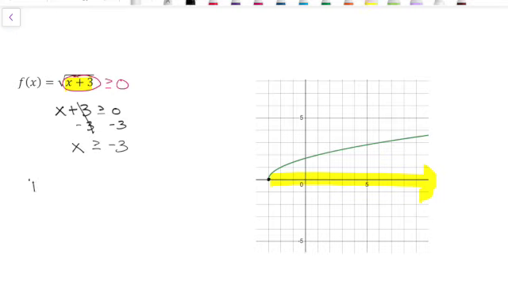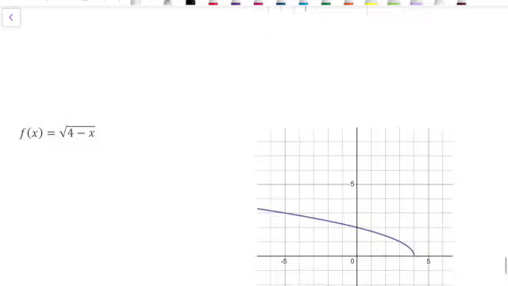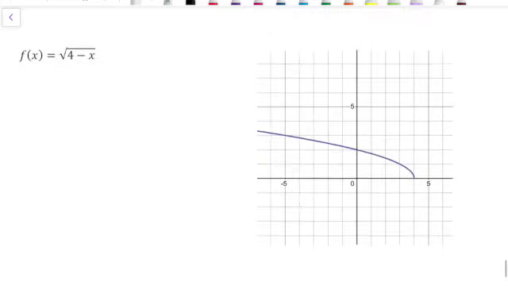So now the domain is going to be -3 with a square bracket up to infinity. So these do not have a union. The rational functions have a union. The radical functions do not. At least the ones you're going to see don't. It's not true always, because sometimes it can get a little more complicated.